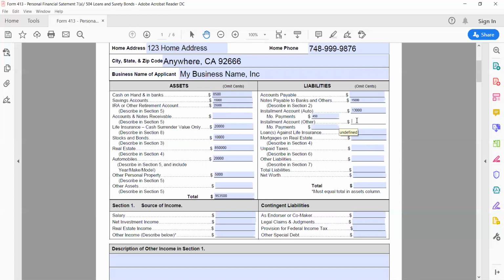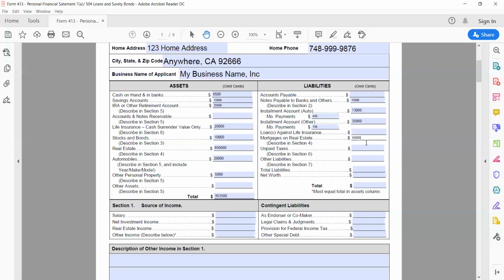My installment account, this is going to be anything that I owe, typically longer than 1 year. For most people, this is student loan debt. Say I have $35,000 in student loan debt, and this would be my current monthly payments on that debt. Loans against a life insurance policy. So if you have a whole life insurance policy, you can borrow against that amount. So maybe you've borrowed $10,000 or something against cash values or cash surrender value. That would go here if you need to pay it back.